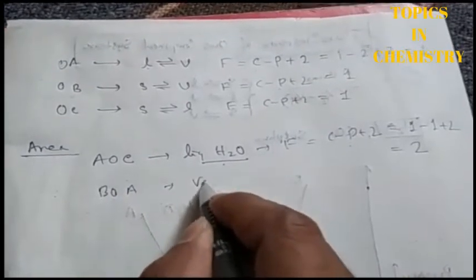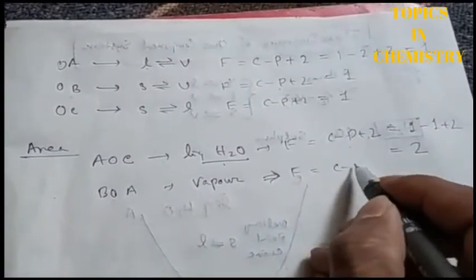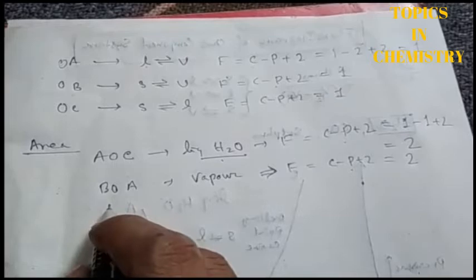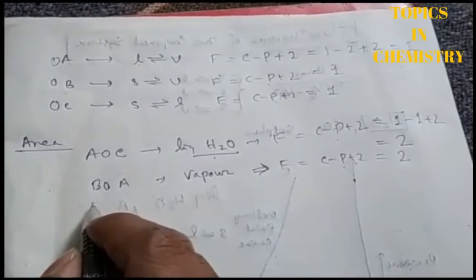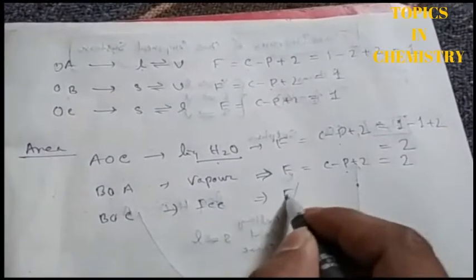Now if you see the BO area, that is the vapor of water, and again you can see that degree of freedom F is equal to C minus P plus 2. Again that is 2, because there is only one phase present. And there is another area, the BOC area, that is for ice, and here also degree of freedom is equal to 2.